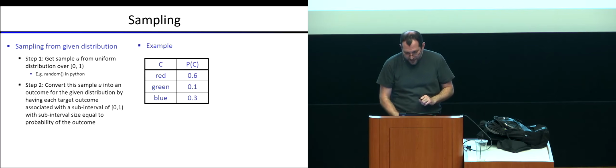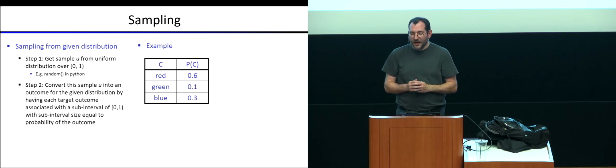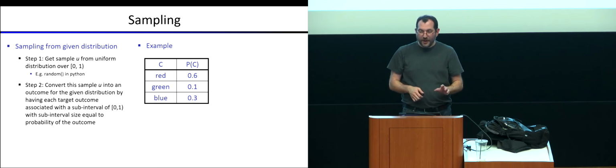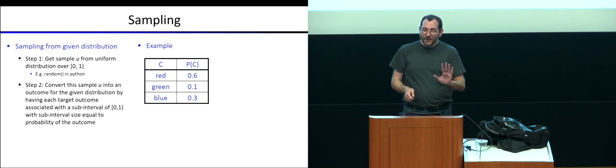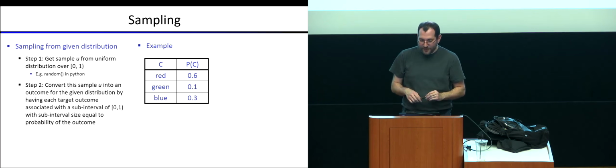So let's say, for example, we have this distribution here. There's a random variable C. It's a color. It's red, green, or blue. And I have right in front of me the probabilities. Now remember, I'm not doing learning. I know the probabilities. I know that red happens 60% of the time. But I'm going to draw a sample from this distribution.